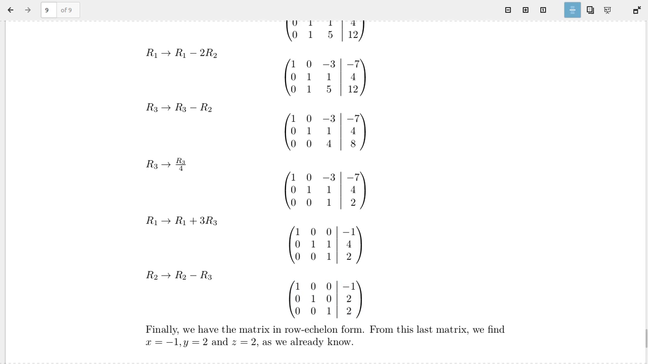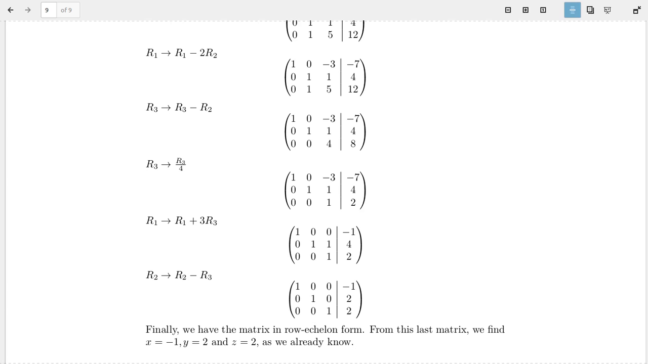So let me tell you something here. If a matrix is square and invertible, then the reduced row echelon form is going to be the identity matrix. Of course, from this reduced row echelon form, we can read out the solutions: x equals -1, y equals 2, and z equals 2, if you switch to the equation picture.